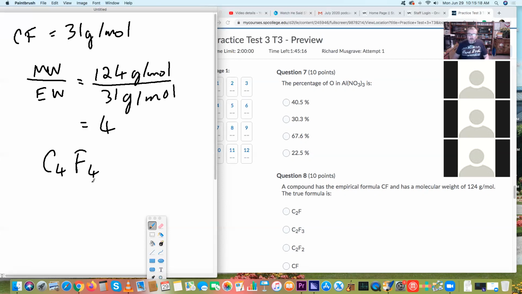The other way is to do it trial and error. Say, well, is it CF? 31, no. C2F2, that'd be 62. C3F3, that'd be 93. And then C4F4, that's 124. So that's the other way of doing it.